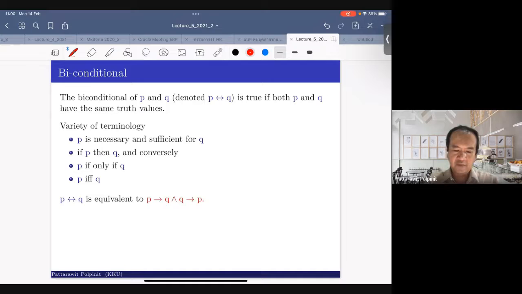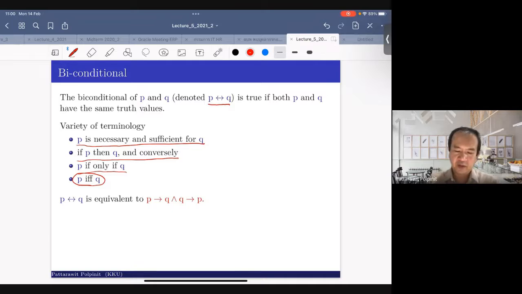The next logical operator is the biconditional. The biconditional is written as P, then an arrow pointing both left and right, and then Q. This can be read as P if and only if Q, or you can say P is equivalent to Q, or P is necessary and sufficient for Q. If P then Q, then conversely, P if and only if Q. I usually write this as P iff Q.